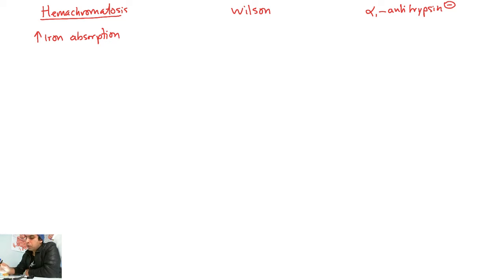Wilson's disease is copper overload, so it's a defective copper transporter. It's also known as copper ATPase. Know that it's active transport, copper ATPase. So I'll just put ATPase in the bracket.